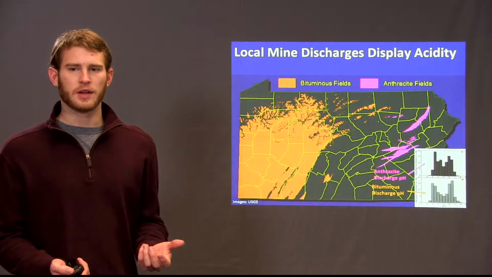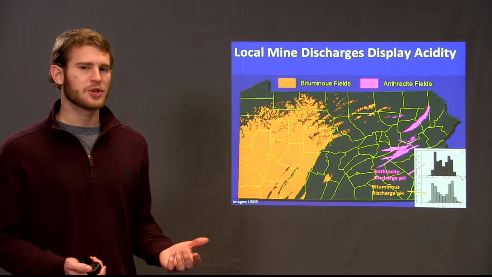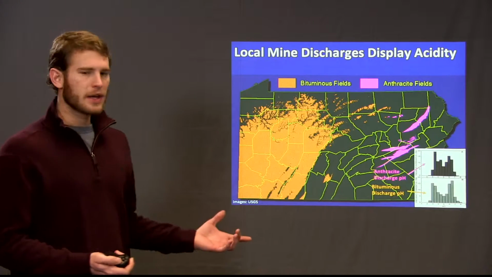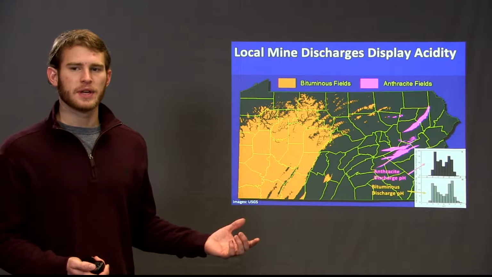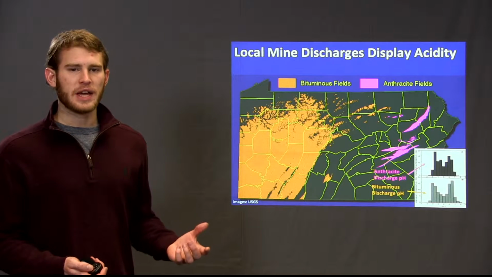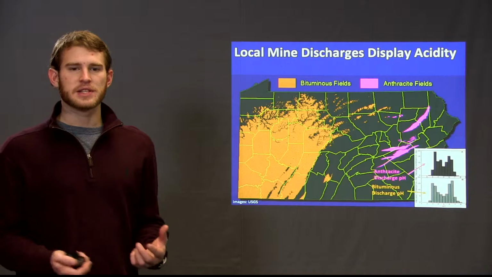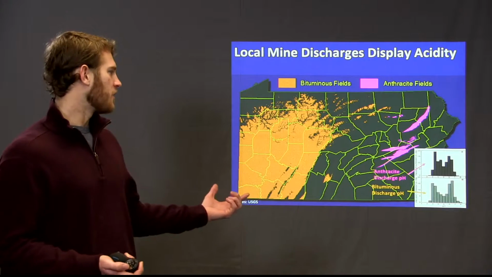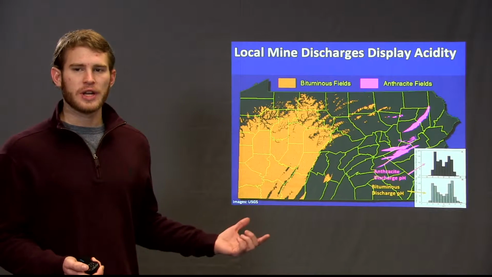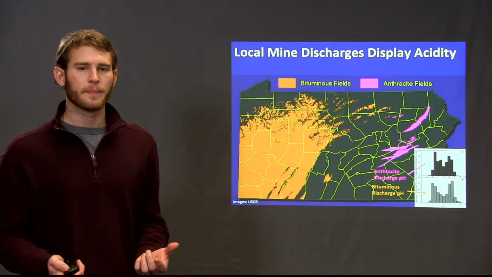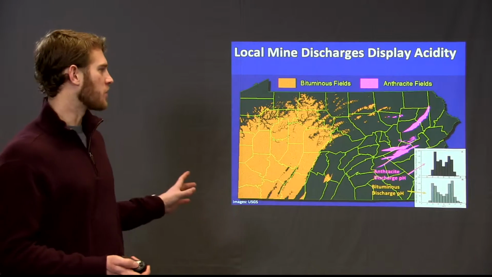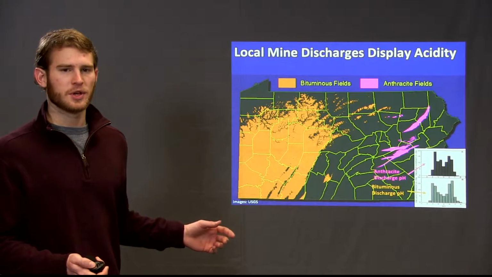Taking a look at Pennsylvania, this image displays the location of coal mines in the state. The bottom figure shows the pH of discharges from these coal mines. EPA regulation for pH is anywhere from 6 to 9. So you can see from this figure that the majority of Pennsylvania coal mine discharges fall below this standard. Now keep in mind the location of these coal mines as I pull up the next image.